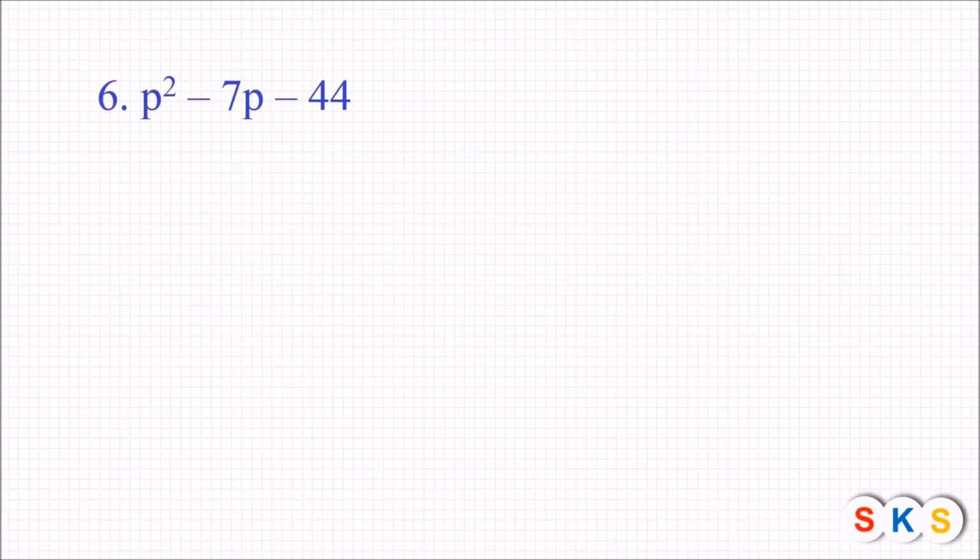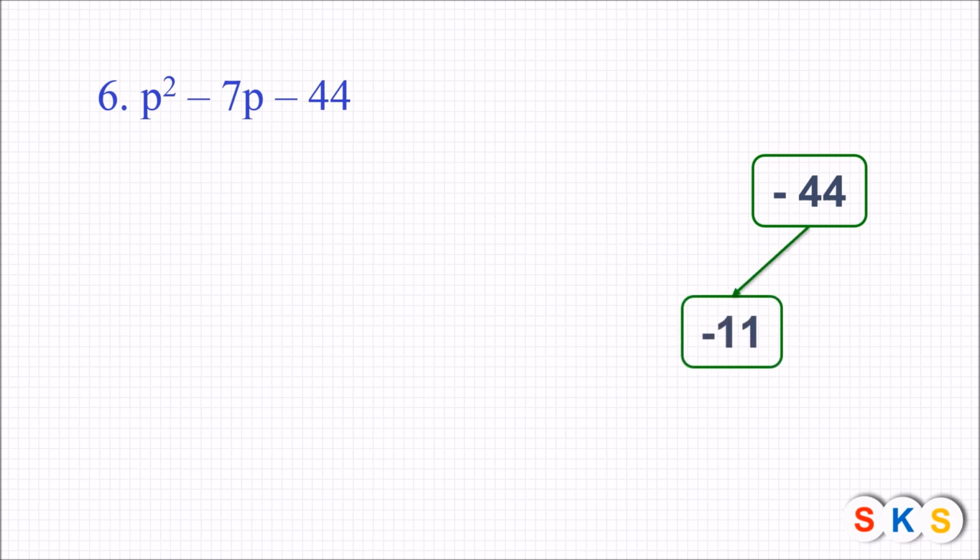Now here we have question number 6. P square minus 7p minus 44. So the last term is here minus 44. Correct? Now what we will do over here, we are going to find two numbers. When you multiply them, you should get minus 44. And when you add those two numbers, you should get minus 7. So let's see, the two numbers are minus 11 and plus 4. Correct? If I multiply minus 11 with plus 4, we will get minus 44. And when we add minus 11 with plus 4, we'll get minus 7p.